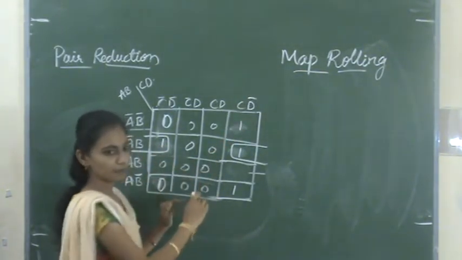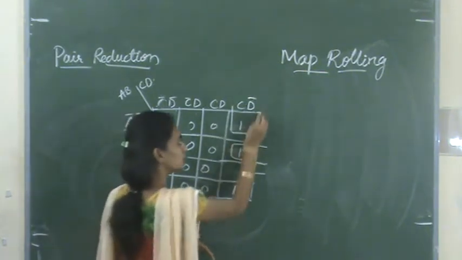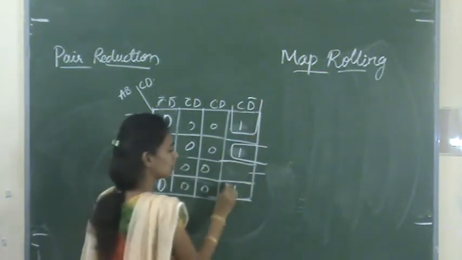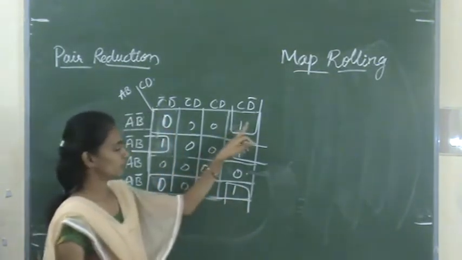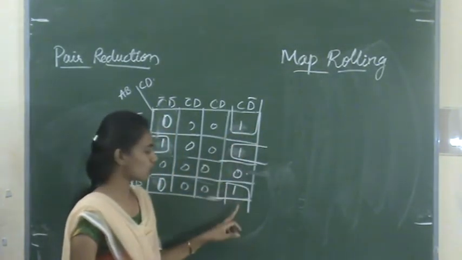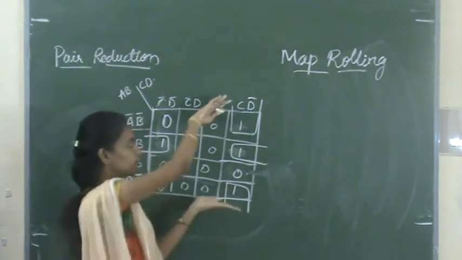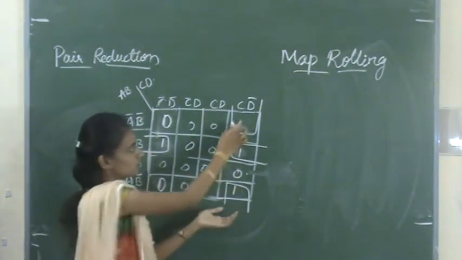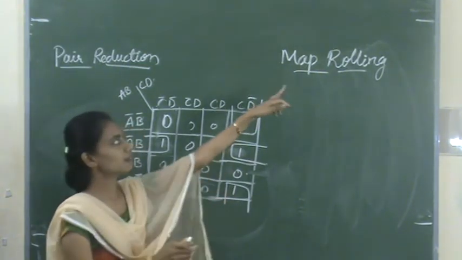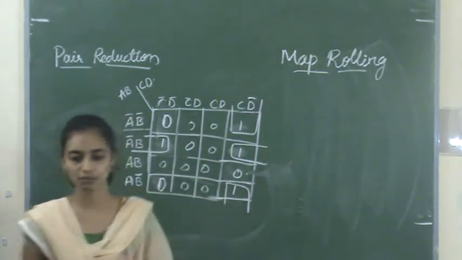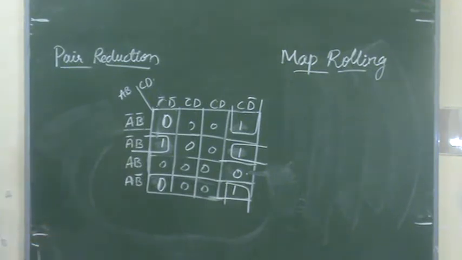Or it may be that a top one and a bottom one touch. So this top one touches the bottom one. If I fold like this, this one and this one will touch. So like that we are map rolling. So that we call map rolling. Just see.